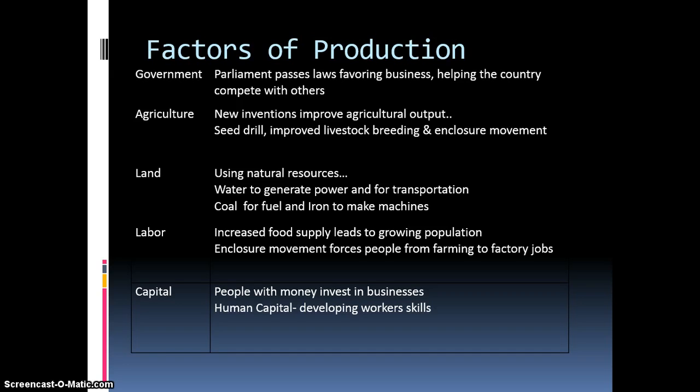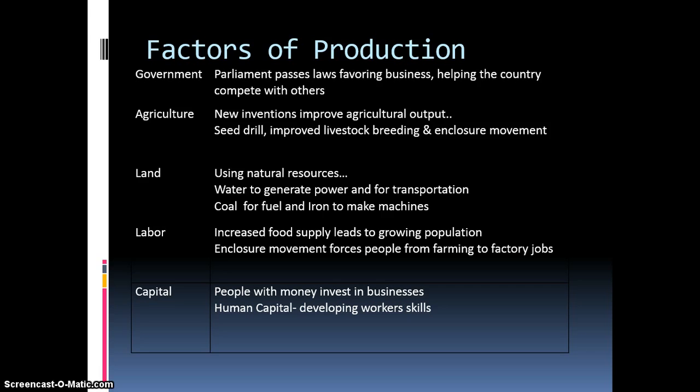Agriculture is another one, and new inventions help create a larger agricultural output, so we're producing more food. Seed drills, improved livestock breeding, and the enclosure movement all add to this increase in the food supply, which in turn increases population. The third, we have land, and these are any natural earth-made resources, so water, coal, iron.